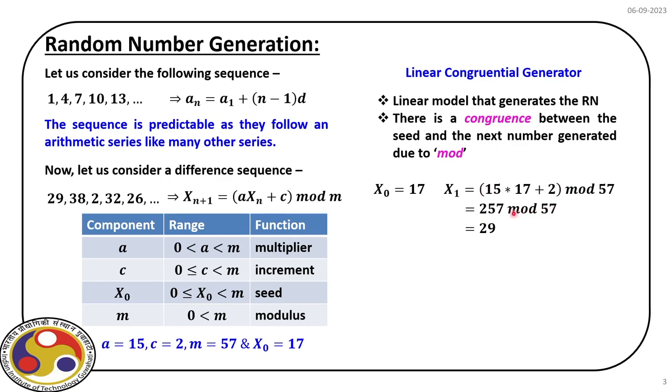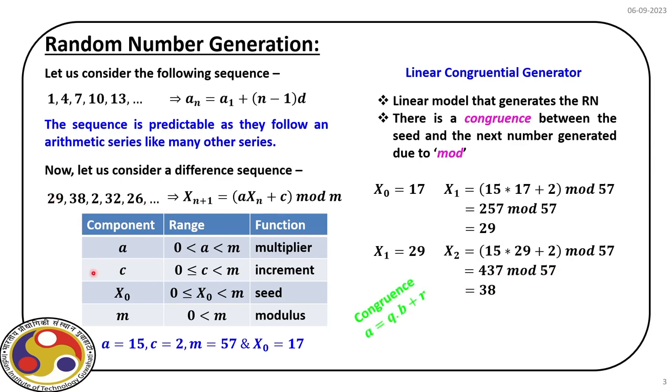Now after we apply this mod, that means we divide this 257 by 57, then there will be a remainder. So that remainder is 29. So that's how we get the first number, and then we again repeat the process. So for the second one, x2 will be 15 times the one we have already generated. So for the x2, that is the seed, plus 2, and then we take the modulus using m as 57. So in this case, we have 437 mod 57. So the number comes out to be 38. So that's how we generate this number.